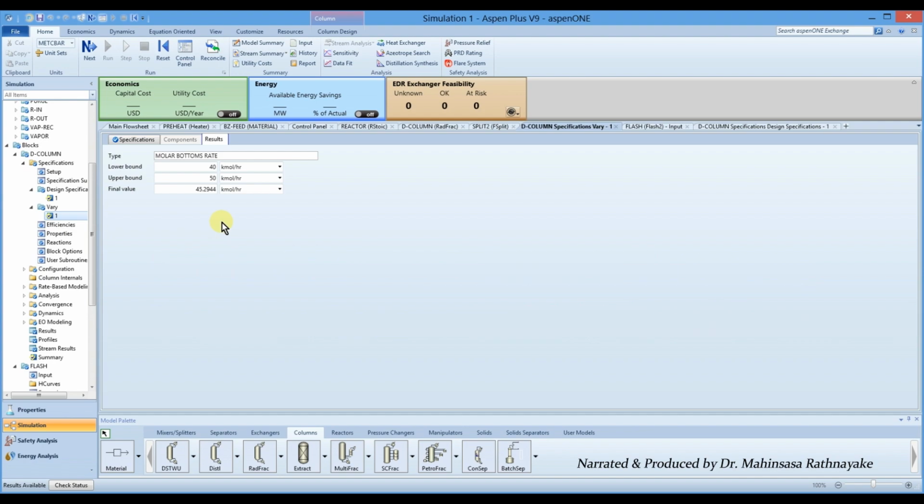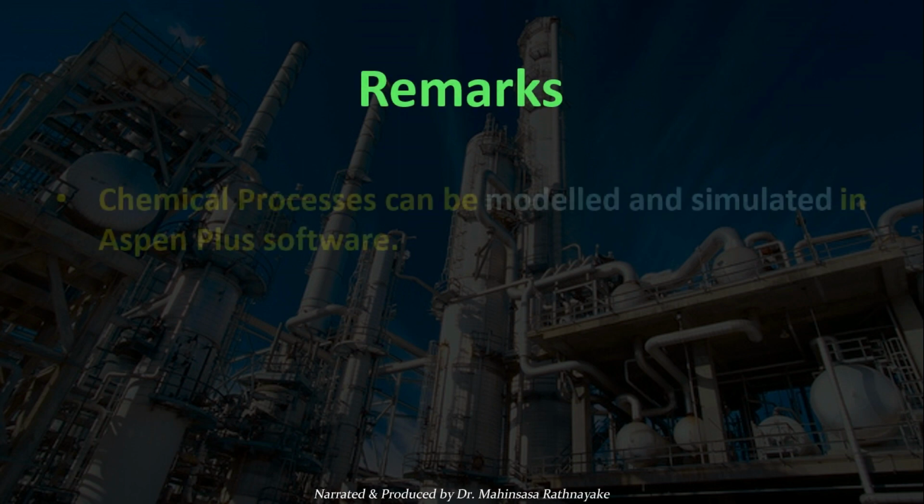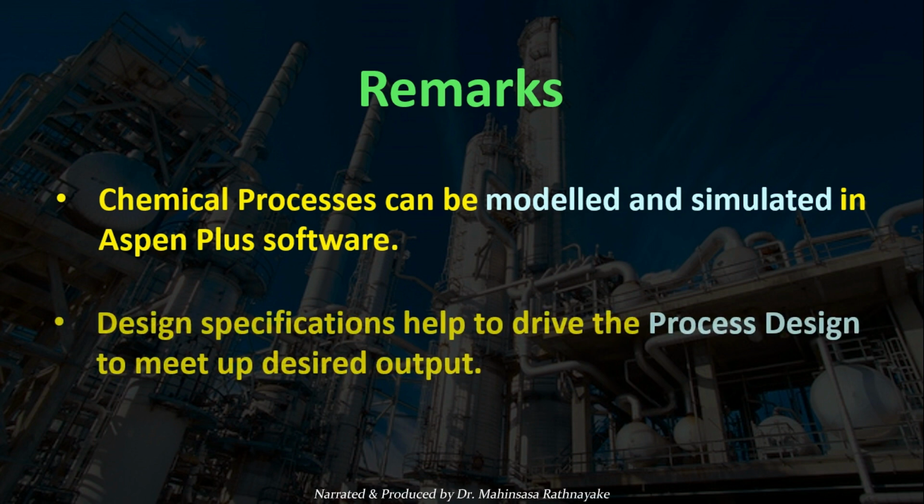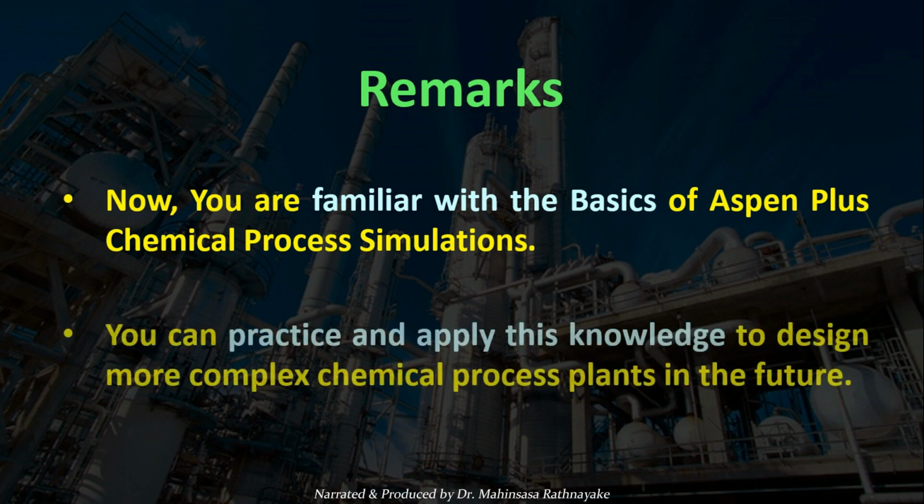We can summarize what we learned in this lesson as follows. Chemical processes can be modeled and simulated in Aspen Plus software. Design specifications helped to drive the process design to meet the desired output. Now, you are familiar with the basics of Aspen Plus chemical process simulations. You can practice and apply this knowledge to design more complex chemical process plants in the future.